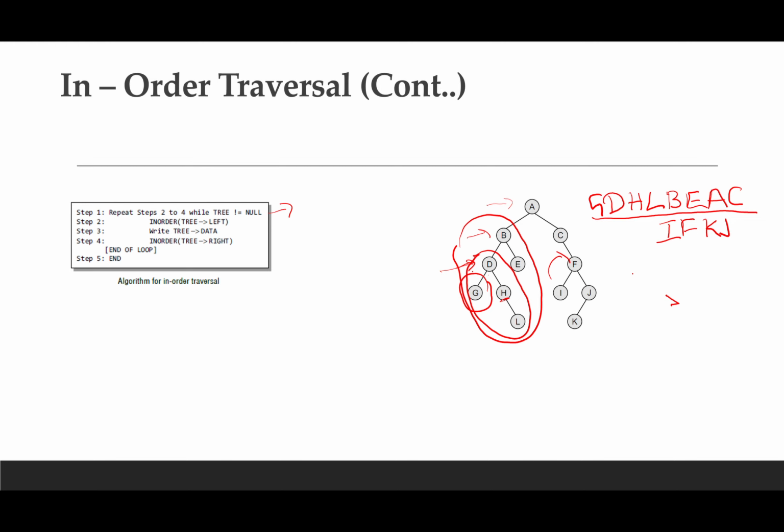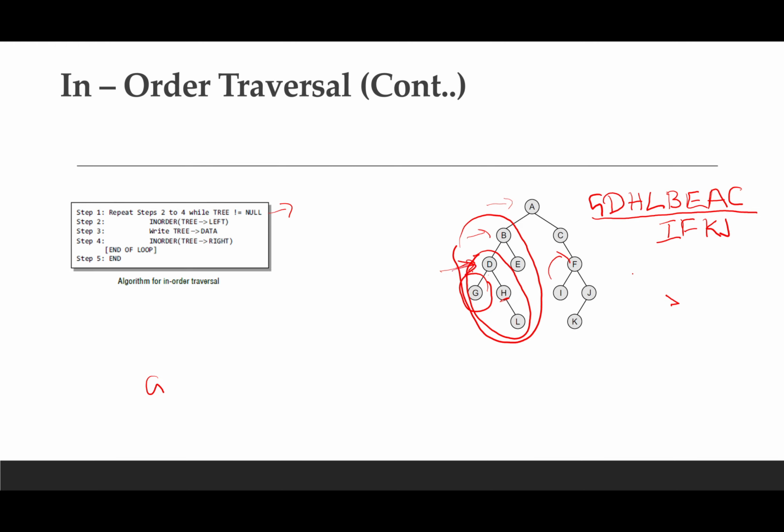Then we have to call the function for the left, but it doesn't have any left subtree. So what we have to do, we have to write the root. So root is G. Then next we have to check the right. We have to call the function for the right, tree->right, but it is null. Then we are moving to the D.